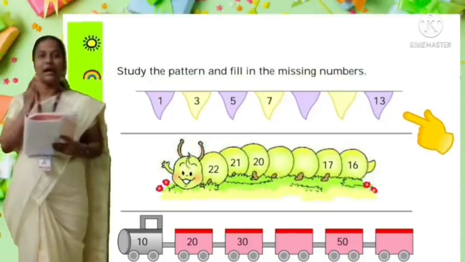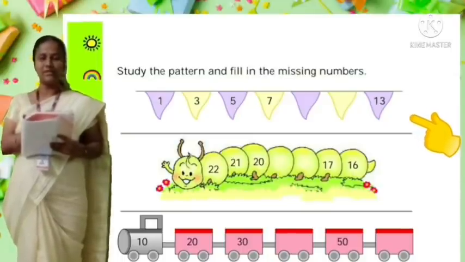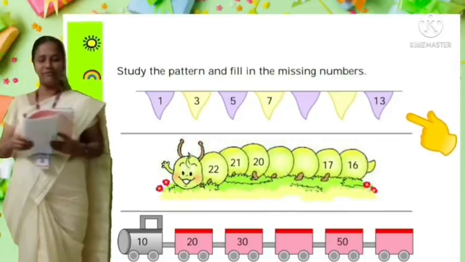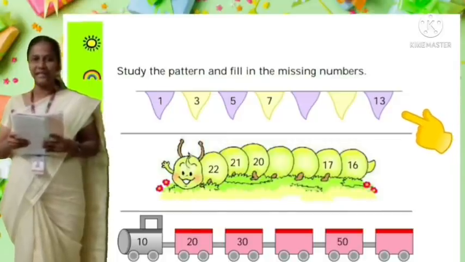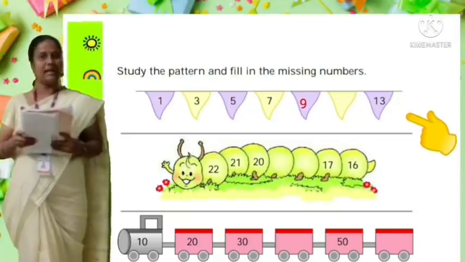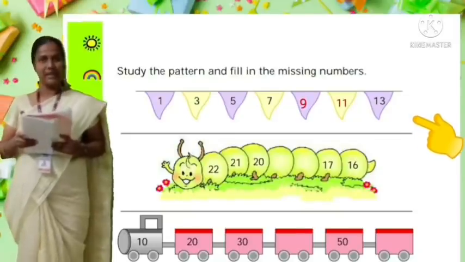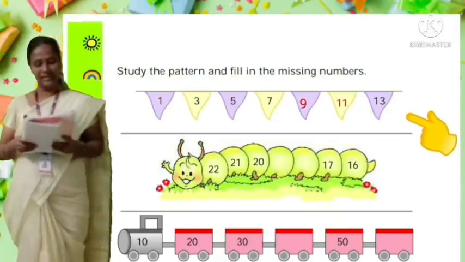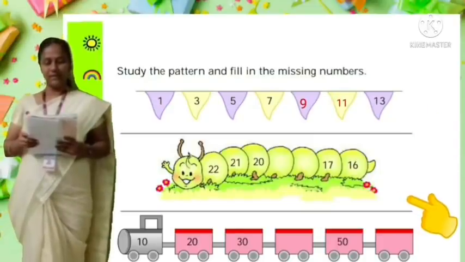So, this is odd numbers. The numbers are odd. Say 1, 3, 5, 7. What will be the next? 9. And the next? 11. And the last? 13.